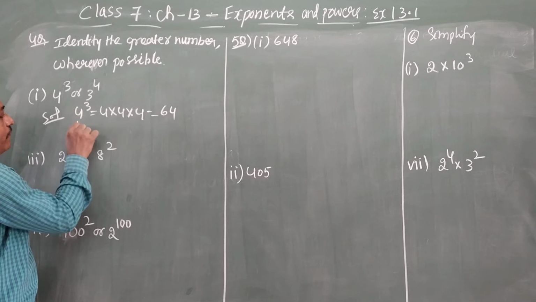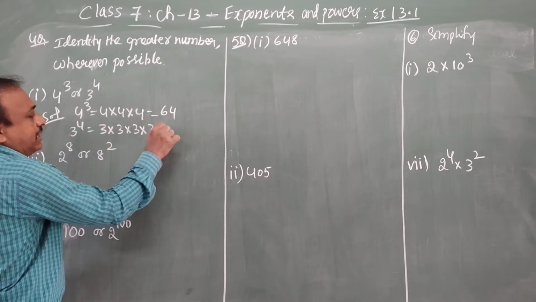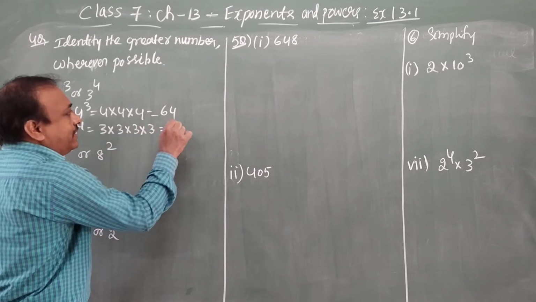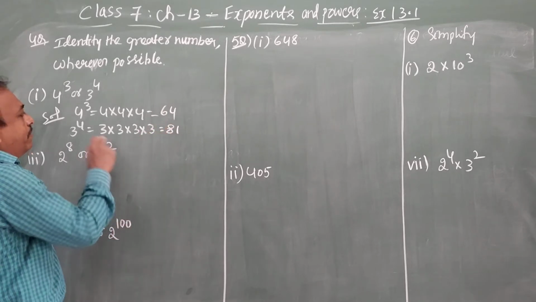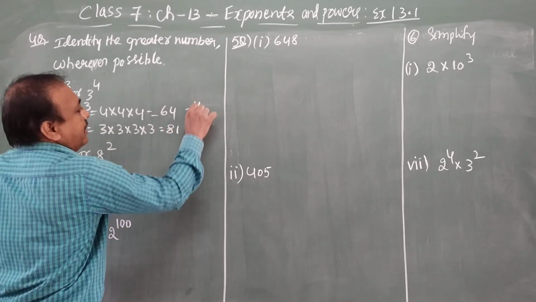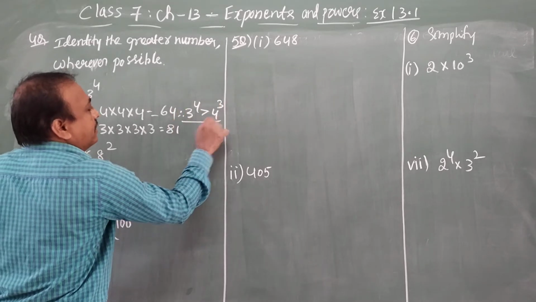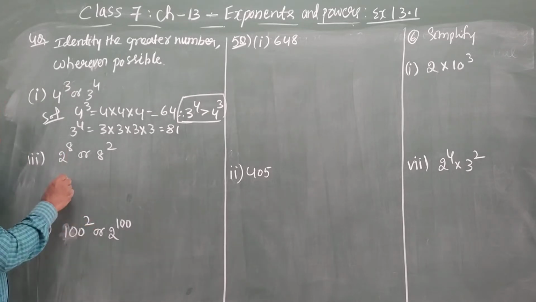Then 3 to the power 4 is 3 into 3 into 3 into 3. Observe it: 3 3s are 9, 9 3s are 27, 27 3s are 81. Which is greater, 64 or 81? 81 is greater. So 3 power 4 is greater than 4 to the power 3. This is the answer. And you see 2 power 8.